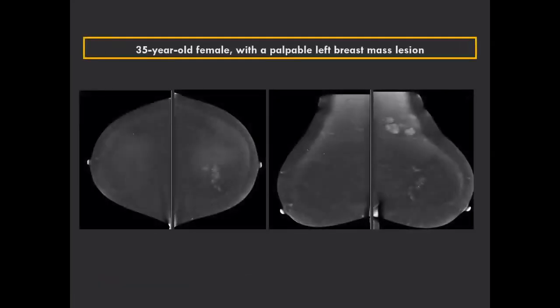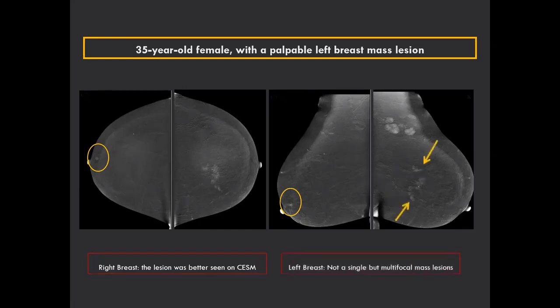And on contrast mammography, we can now see that this tiny lesion is evidently seen better than it was on the mammography and on the tomosynthesis. And it was not only this, but if we look at the lesion on the left side, it was not a single lesion. We can see that there are multiple lesions within the left breast with a much wider extension than what we saw on the mammogram and the tomosynthesis. And this was a multifocal malignant mass lesion in the left breast.